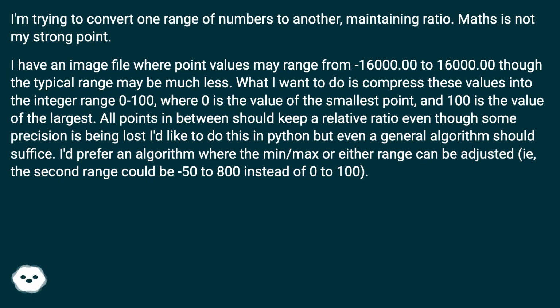I have an image file where point values may range from -16,000.00 to 16,000.00, though the typical range may be much less. What I want to do is compress these values into the integer range 0-100, where 0 is the value of the smallest point, and 100 is the value of the largest. All points in between should keep a relative ratio, even though some precision is being lost. I'd like to do this in Python, but even a general algorithm should suffice.